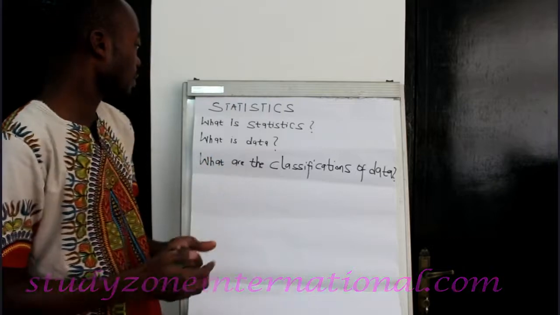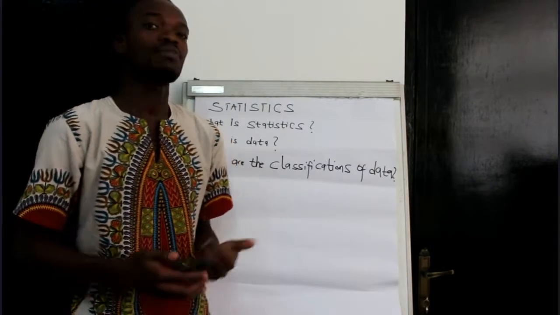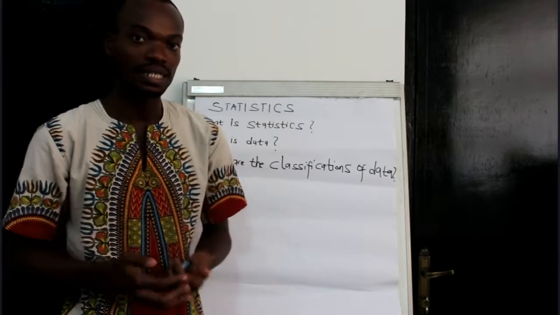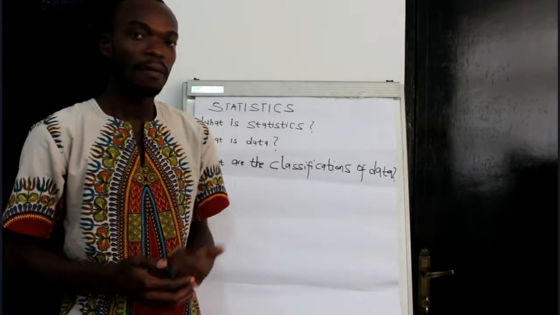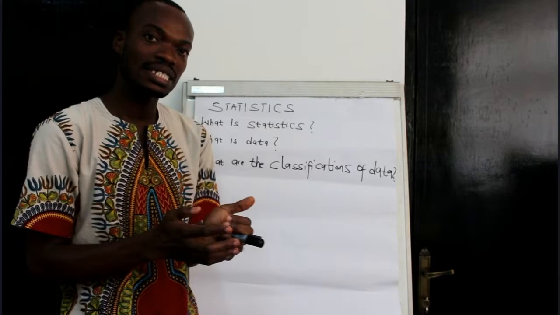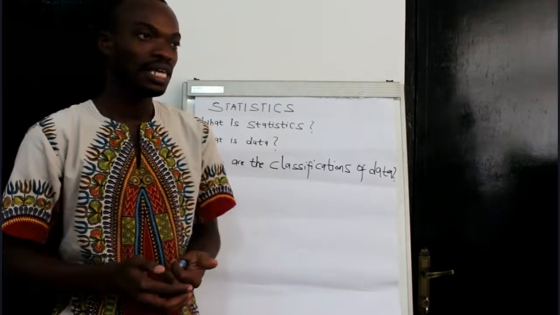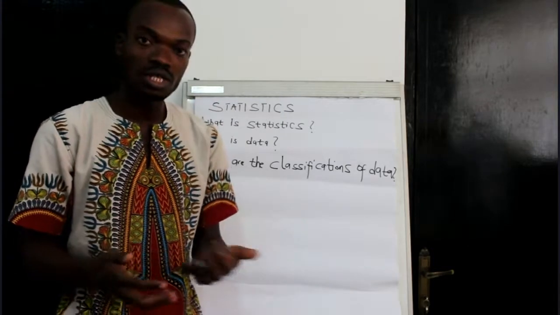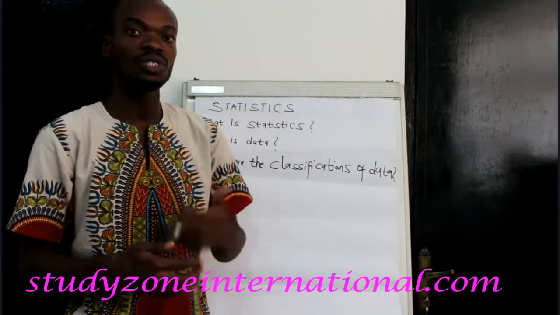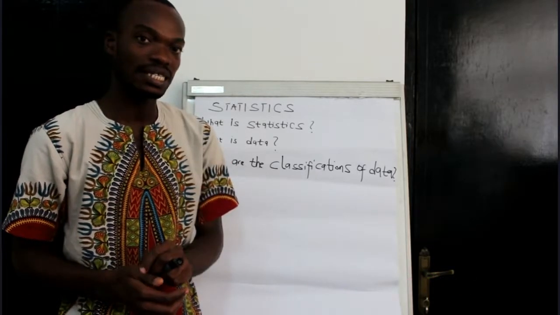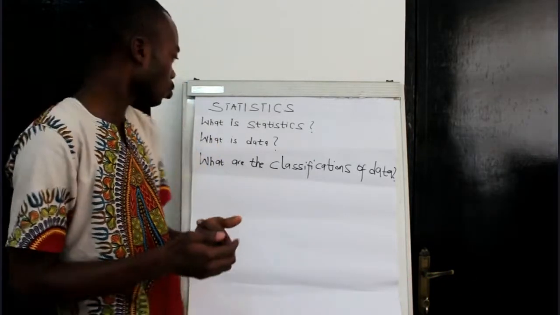Now the second term is data. As a matter of fact, you cannot do statistics without defining what data is. So now what is data? Basically, data is the raw facts and figures that has been collected from various sources. The sources can be from schools, from hospitals, from churches, you can name them. Remember, raw facts and figures collected from various sources.